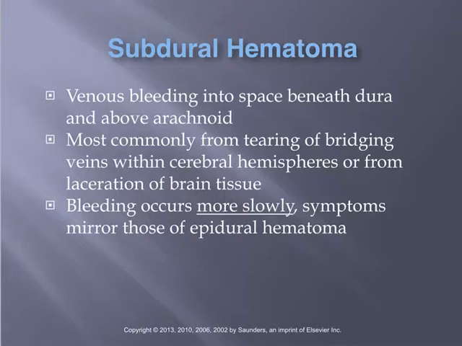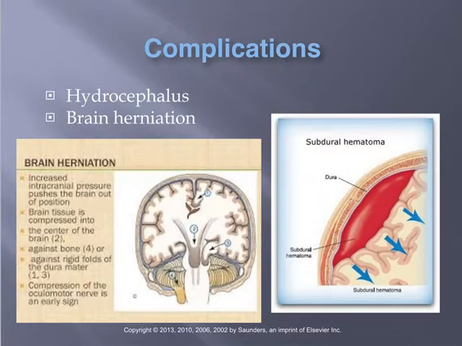For subdural hematomas, it's a venous bleed into the space beneath the dura and above the arachnoid, and it's most commonly from the tearing of the veins within the cerebral hemispheres or due to laceration of brain tissue. These occur more slowly, but the symptoms do mirror that of an epidural hematoma. Again, there's complications. Just like with strokes, there's potential complications.